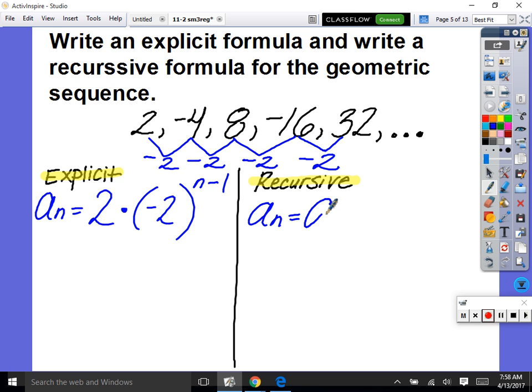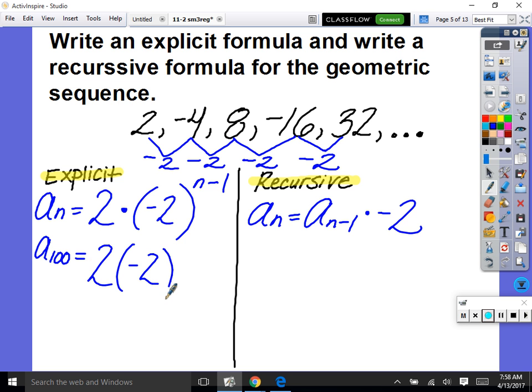So now the recursive formula is the easy one to write. It's just not usable really. A sub n minus 1 means you take the previous term and you multiply it by -2. So times by -2. That's my recursive formula. Very easy to write, just not very usable. This would be the one we want to use. If I said find the 100th term, you would do a sub 100 is equal to 2 times -2 to the 100 minus 1. So that's really 2 times -2 to the 99th power, and you would just type it into your calculator.